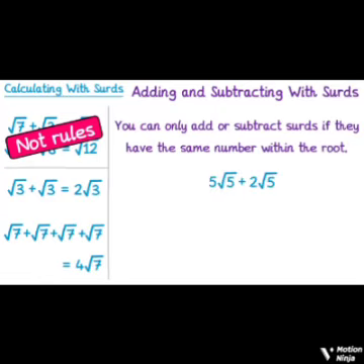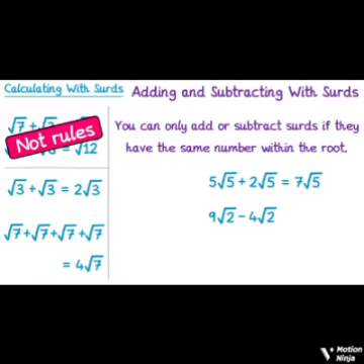5 root 5 plus 2 root 5. This is a bit like when you have algebraic terms. If you add 5x and 2x, you get 7x. So what we're going to do is add the 5 and 2 here to get 7, and then it's 7 lots of root 5, or 7 root 5. So the number inside the root doesn't change, and we just add the numbers at the front. It's a bit like their coefficients.